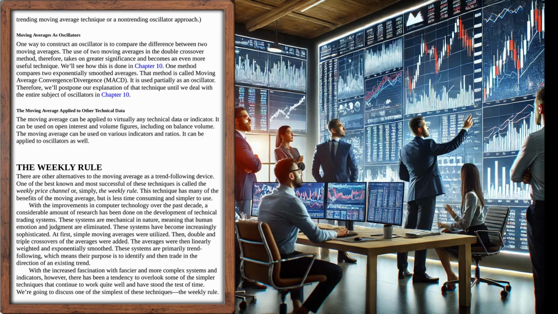One method compares two exponentially smoothed averages. That method is called moving average convergence divergence, MACD. It is used partially as an oscillator. Therefore, we'll postpone our explanation of that technique until we deal with the entire subject of oscillators in Chapter 10.